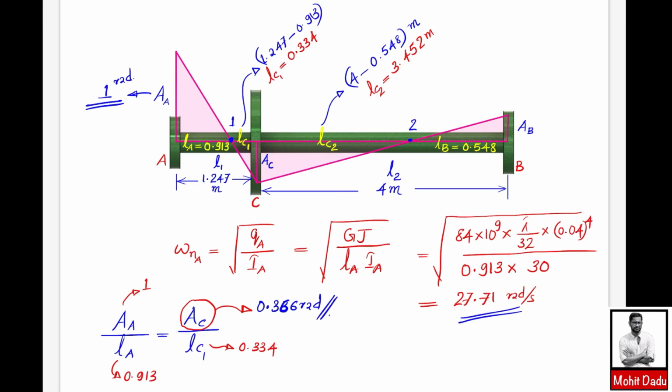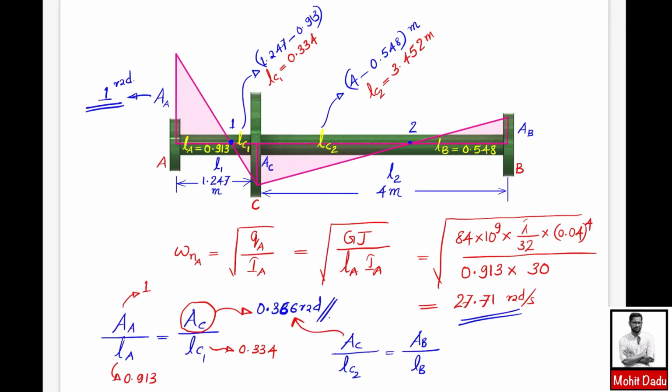And in a similar way, you can evaluate the amplitude at the rotor B also. That can be evaluated using AC divided by LC2, which is equal to AB divided by LB. Now we have the value of AC, which is 0.366 radian, and the LC2 value, which is 3.452, and this LB value is 0.548. So you can solve for AB, and you will get 0.058 radian.